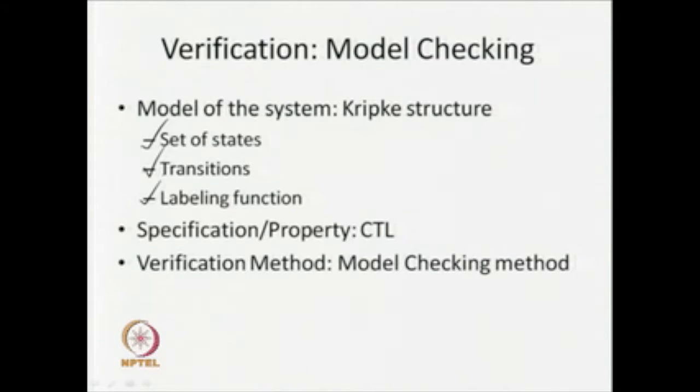Okay. So, these are the 3 components that we have. Now, the specification and property we are going to represent with the help of CTL, computational tree logic, because we have discussed the CTL model checker only. And after that, we have a verification method, in which we check whether this given CTL property is true in this model of the system or not.